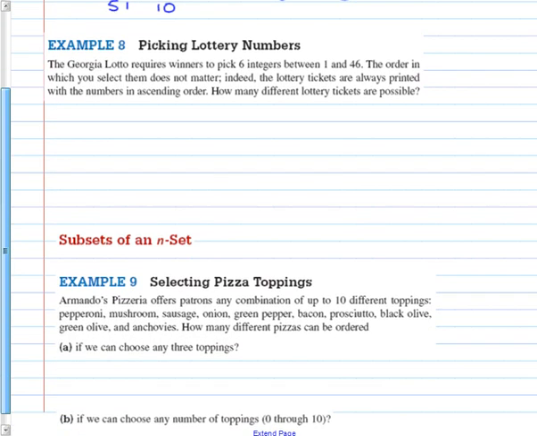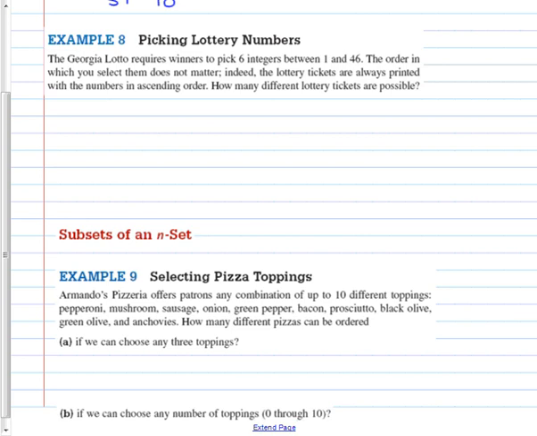Lottery numbers. The Georgia Lotto requires winners to pick six integers between 1 and 46. When they said between, they actually meant including 1 and 46. The order in which you select them does not matter. Indeed, the lottery tickets are always printed with the numbers in ascending order, smallest numbers on up. So they just want you to get the correct 6 numbers. How many different lottery tickets are possible? Well, we have 46 numbers. We are choosing 6 numbers. How many different lottery tickets are possible?